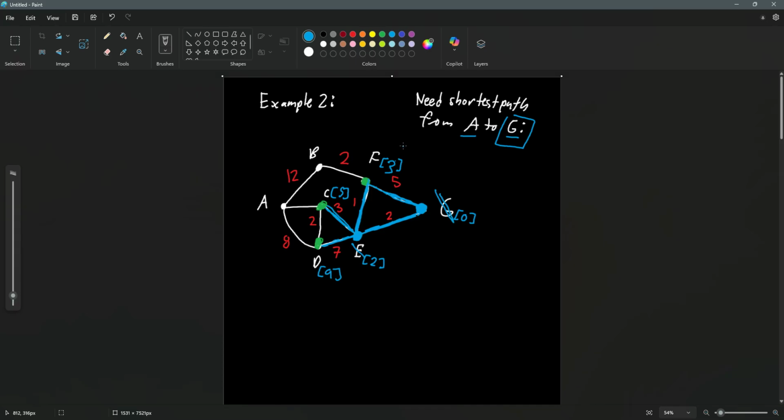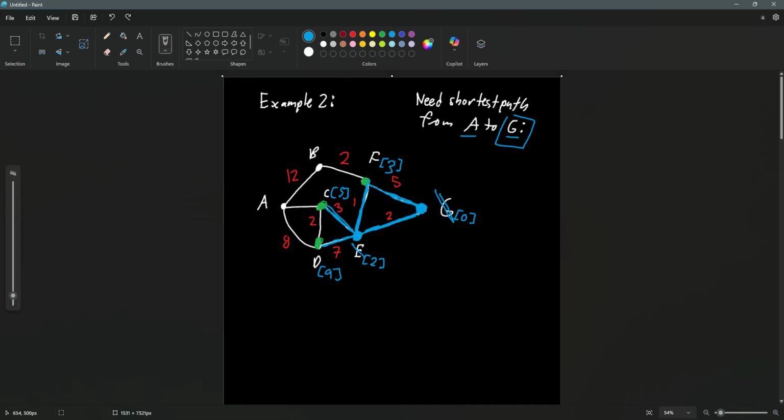Okay, and then from here we have 3 vertices we can talk about. We can talk about D, we can talk about C, or F. And how are we going to pick this? We're going to pick the vertex based on which one of these has the smallest number. So F has 3, C has 5, D has 9. And so clearly 3 is the smallest, so we're going to talk about F next.